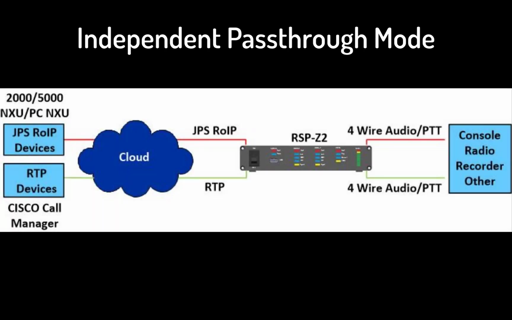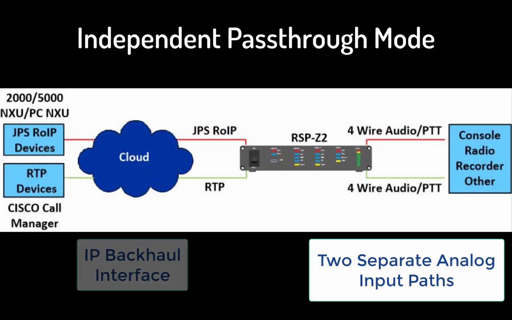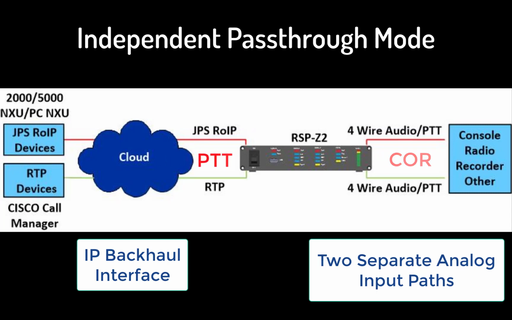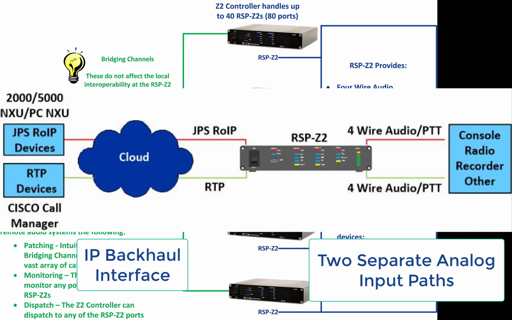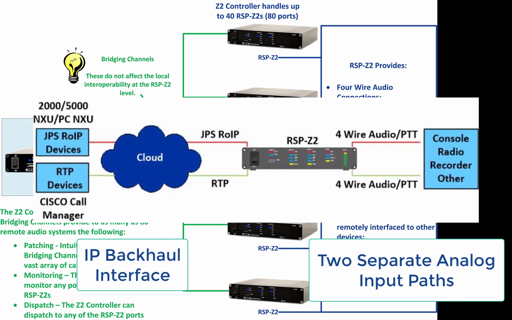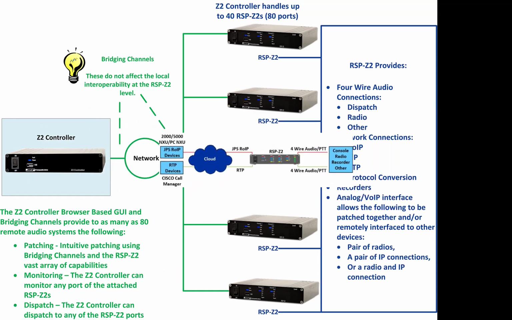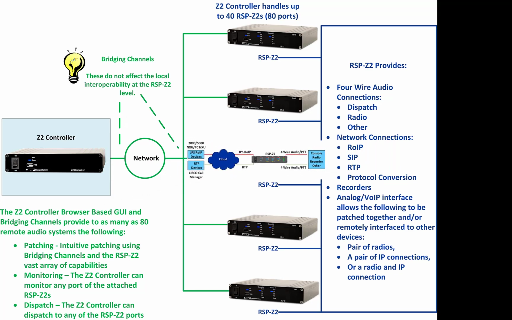Let's discuss independent pass-through. This configuration provides two separate analog to IP converters. For each, active COR on the analog side will send incoming audio out the IP backhaul interface and vice versa. Active COR occurs when the channel determines that valid audio input has been detected. Available COR types, methods of determining valid audio, vary by channel type. The pictorial shows the two 4-wire audio ports on the right and the two IP backhaul ports with ROIP, SIP, or RTP protocols on the left.